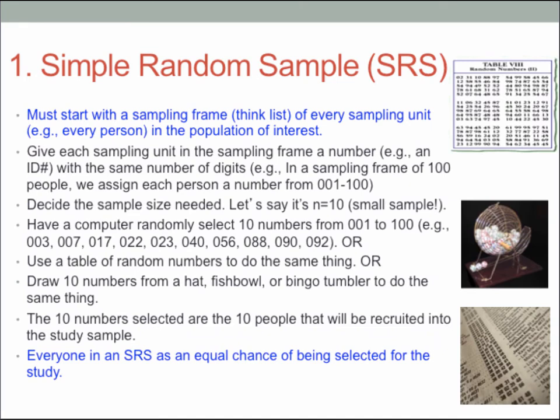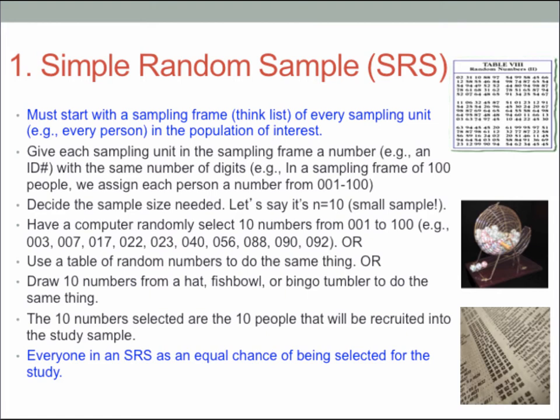And so our first example of a probability sampling technique is simple random sample, also known as SRS. So you must start with a sampling frame, right? Think of a list, right? You must have a sampling frame. If you don't have a sampling frame, there's no way that you can do simple random sampling. Because this sampling frame, this list, has the information, either names of every single person in your population.